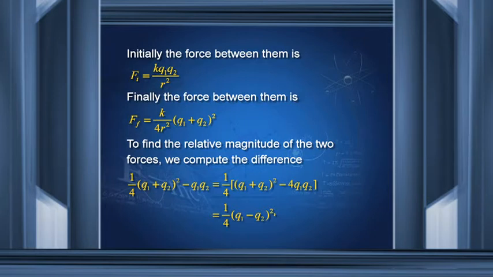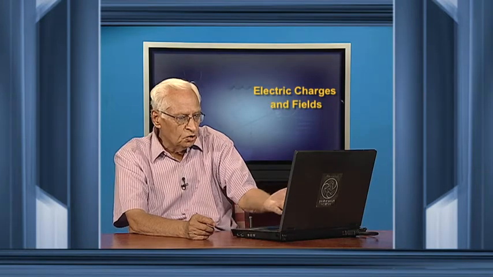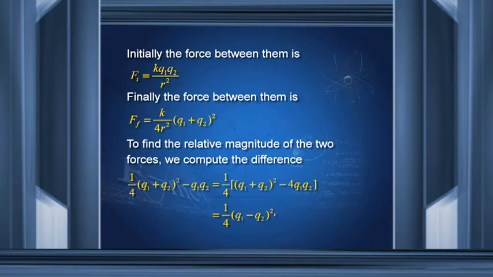So, we find the difference Ff minus Fi, and we can show, if I use this strategy, 1 by 4 into q1 plus q2 square minus q1 q2. We are finding this minus this, and this can be written as this or this, which is always a positive quantity. Therefore, this minus this is always a positive quantity. That means, this force is larger than this force.